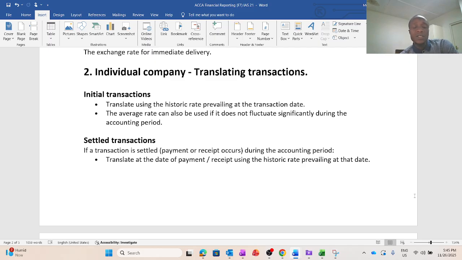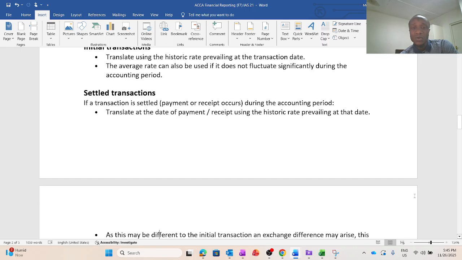Also, we are going to look at the settled transaction. If the transaction is settled, payment or receipt occurs during the accounting period. Now, we are looking at when we receive the payment or make payments, if it is within the accounting period. For instance, if the accounting period is from the 1st of January 20X1 to the 31st of January, then any foreign currency transaction that took place between those dates and is settled between those dates is what we refer to as a settled transaction.